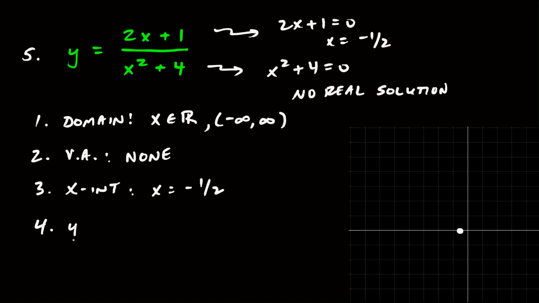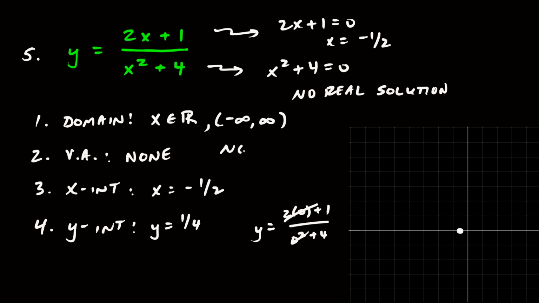Step 4, let's go ahead and look at our y-intercept. For our y-intercept, if we substitute in 0, we have y equals 2 times 0 plus 1 over 0 squared plus 4. So basically, we get 1/4. And you'll notice that I did skip over the idea of a hole because there was no factor, so there was no reason to put a hole. But let me just go back and mark that for you. So there were no holes. All right, let's go ahead and make note of that.